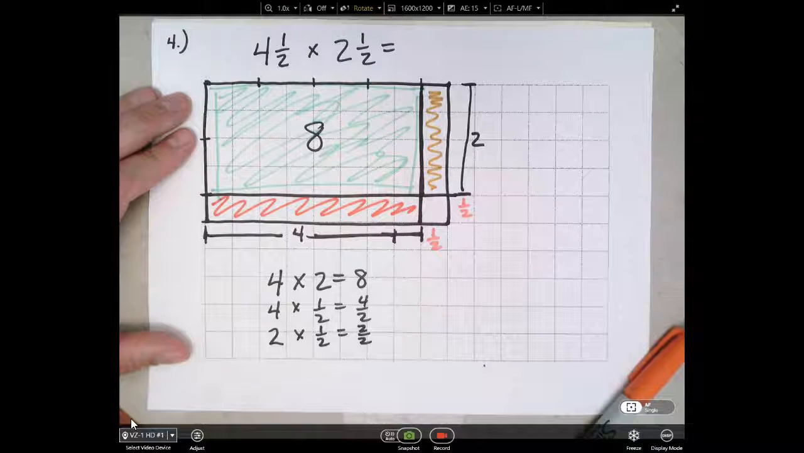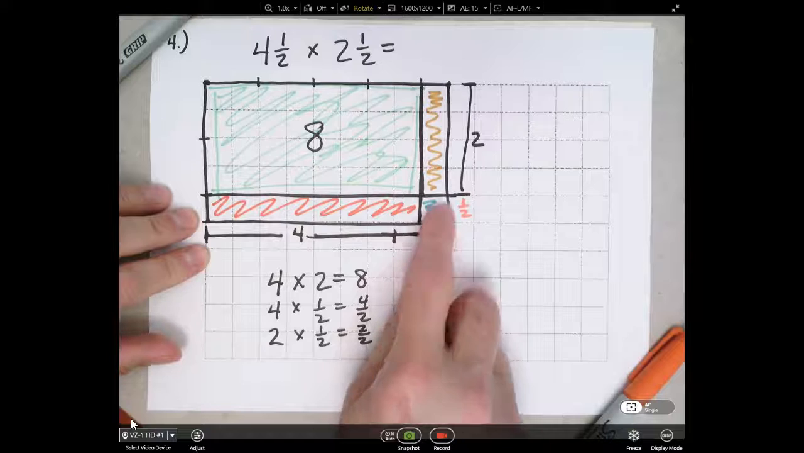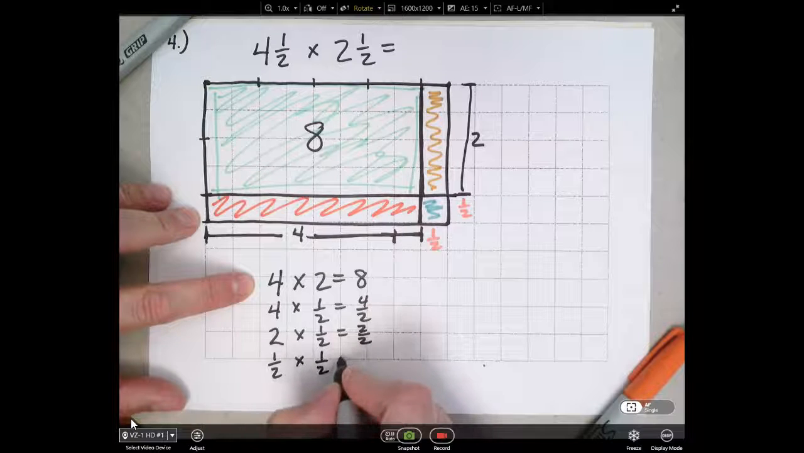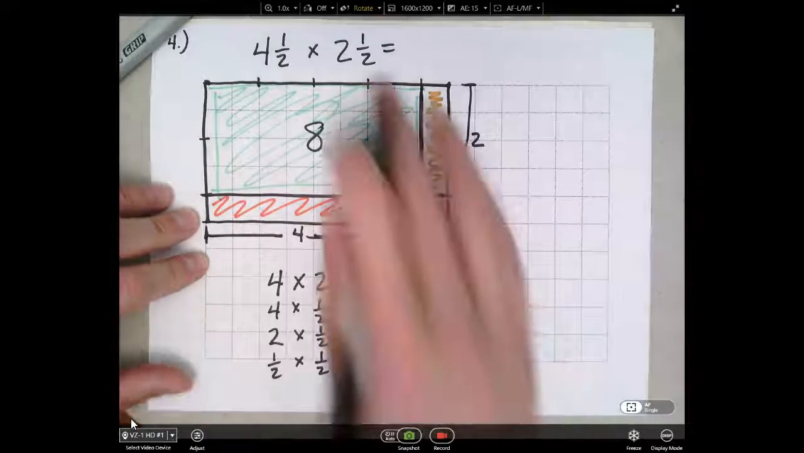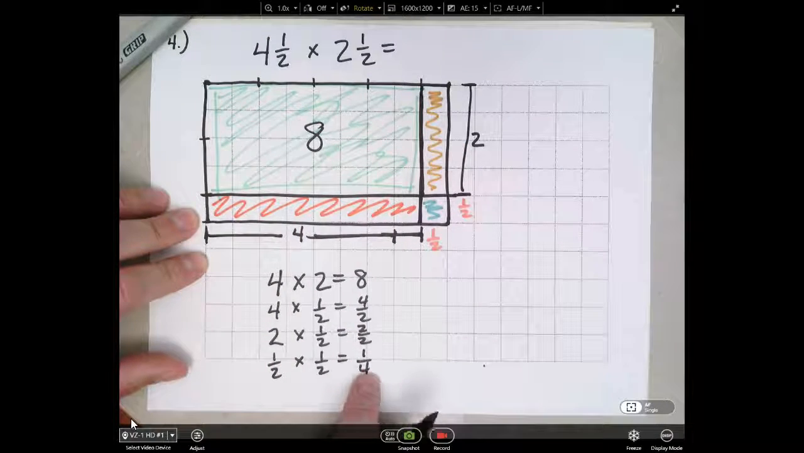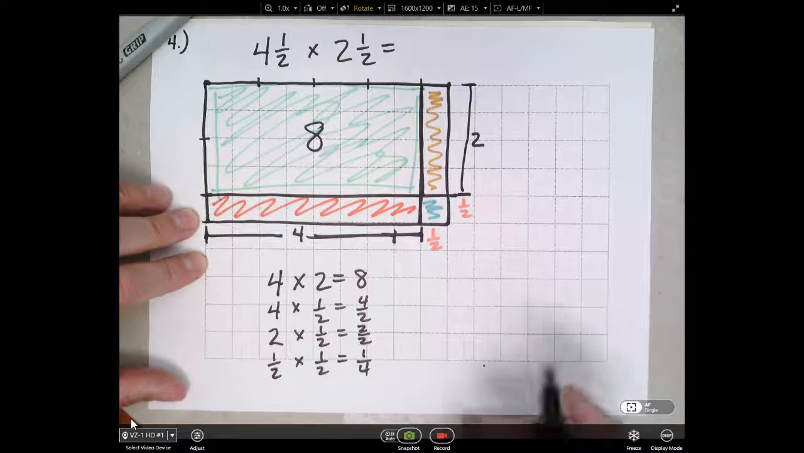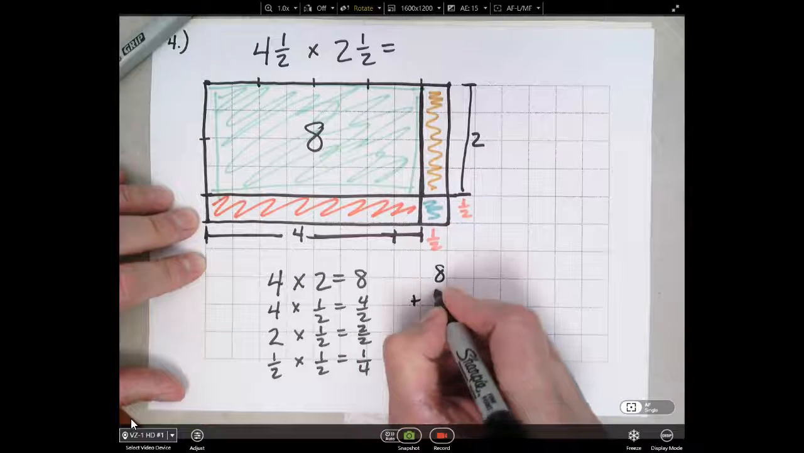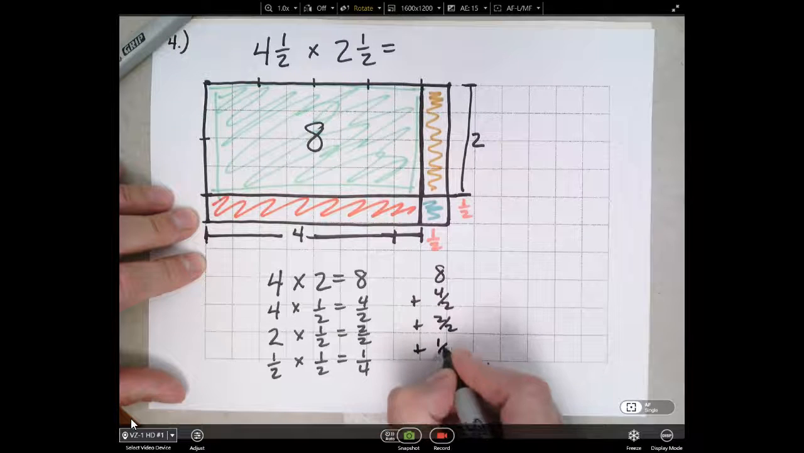And then lastly, we have this box remaining. And so the size of that is simply 1/2 by 1/2. And that is equal to 1/4. Okay. Now in this case, since we've used common denominators, we only have one fraction that has a different denominator than these two. So this is fairly simple for us to add up. But the pieces that we need to put together are 8 plus 4 over 2 plus 2 over 2 plus 1 over 4.